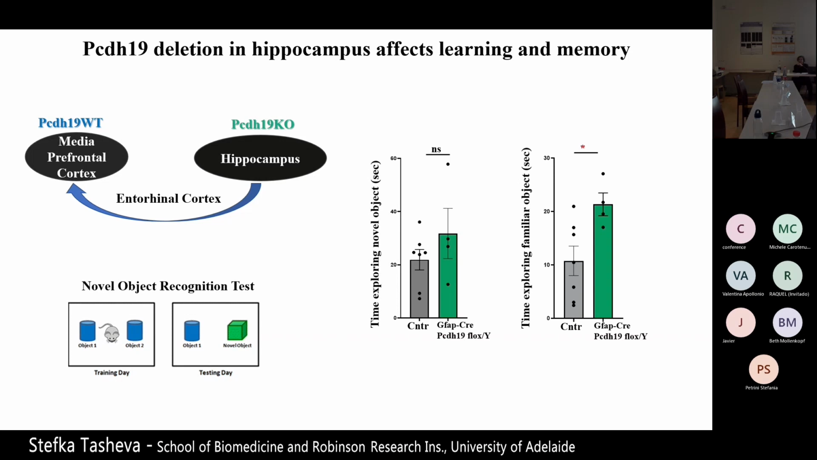Again, we want to perform more behavioral tests just to be sure which parts are more affected. And with the electroencephalogram, we want to assess whether there are some changes in the brain activity. So I'm going to stop here.